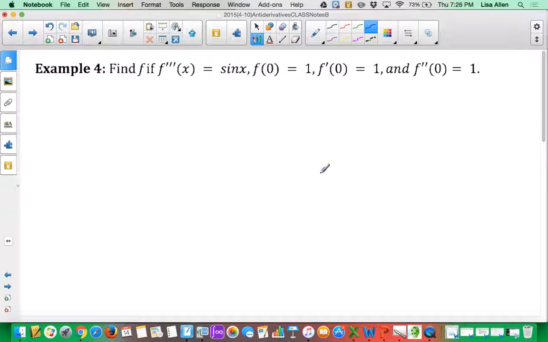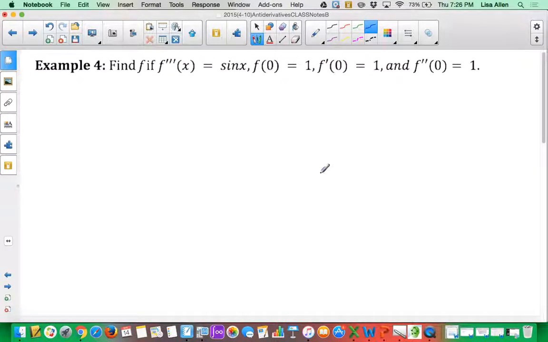Example 4, you can see we have a lot going on. We have up to the third derivative being sine x, and we have information about the function: f of 0 is 1, the first derivative f prime of 0 is 1, and the second derivative f double prime of 0 is also equal to 1. We'll use the specific information to find f, the function.